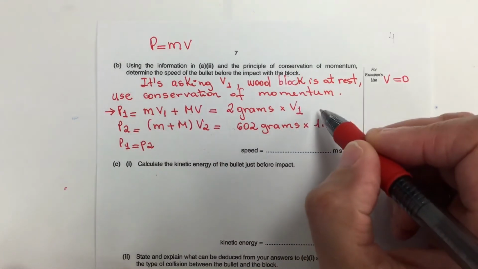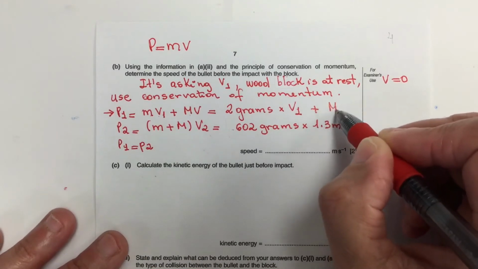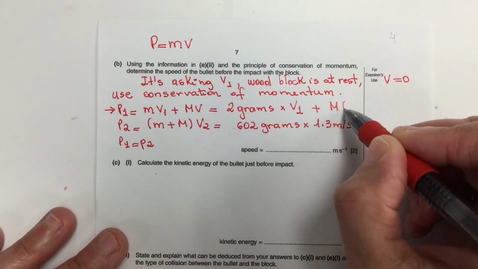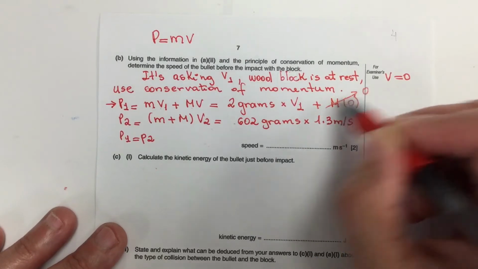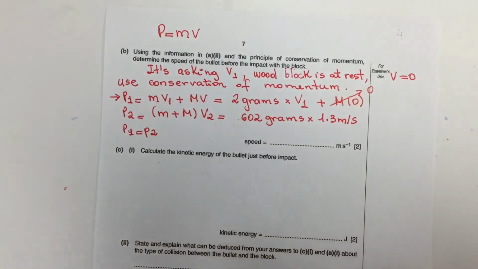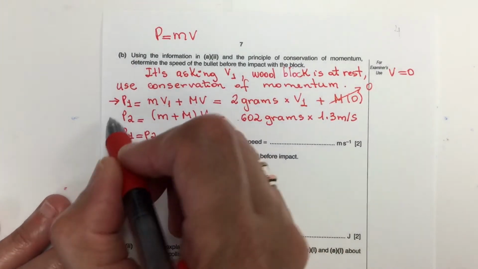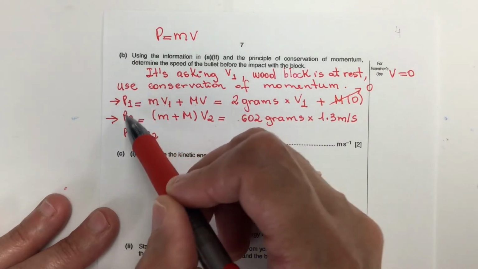In this case, I'm just going to write here M. The velocity of the block is 0 because it's stationary. So this is 0, and that's all that is left. Now, after the collision, what we have is momentum 2, after the collision, before and after.